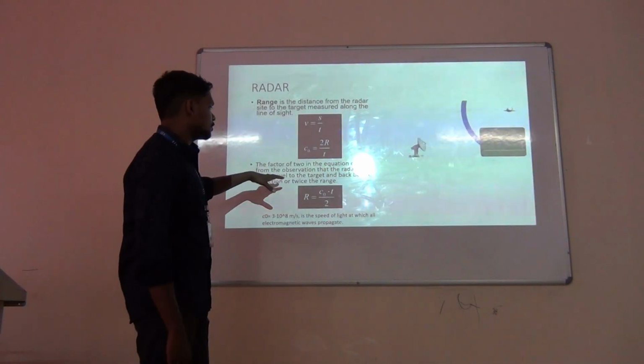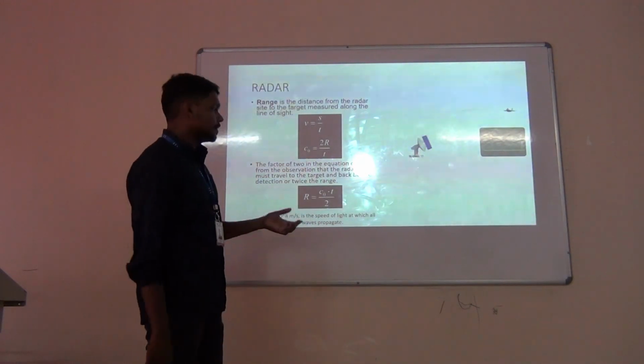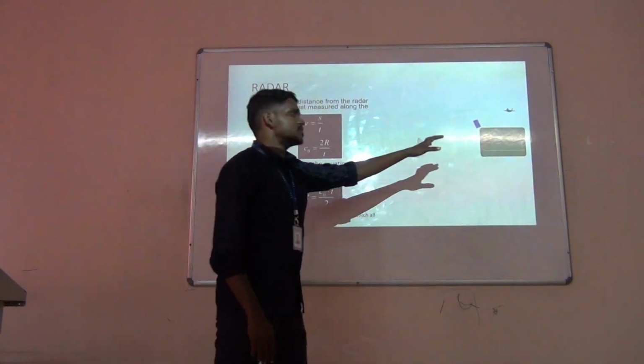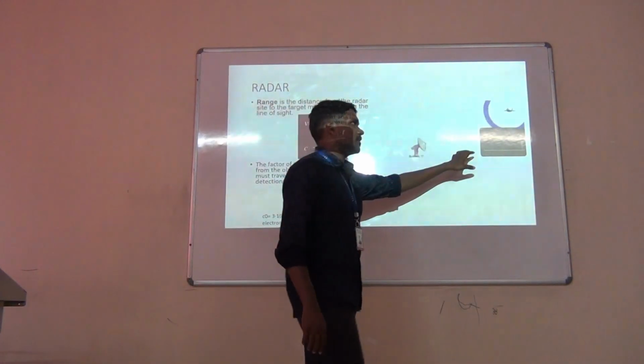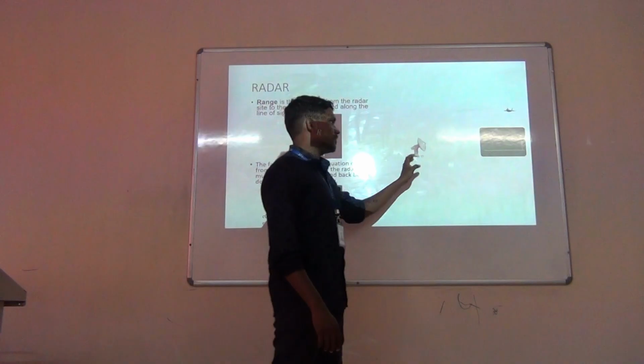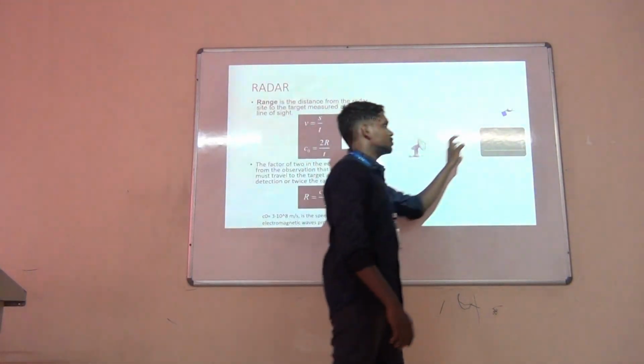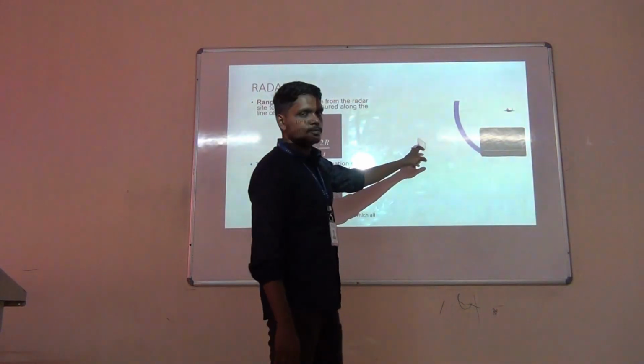The factor of 2 in the equation comes from the observation that the radar pulse must travel to the target, and once it reaches the target, it gets reflected and travels back. So the 2R represents the travel from this position to the target and the return to the original position.